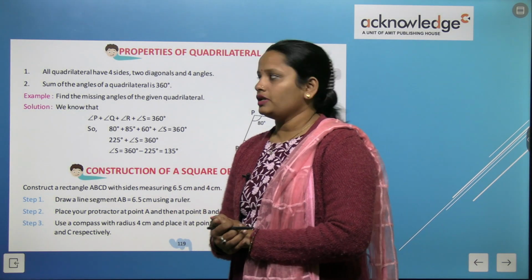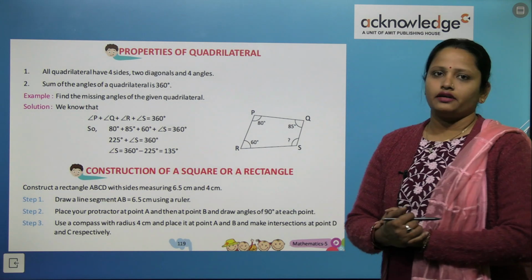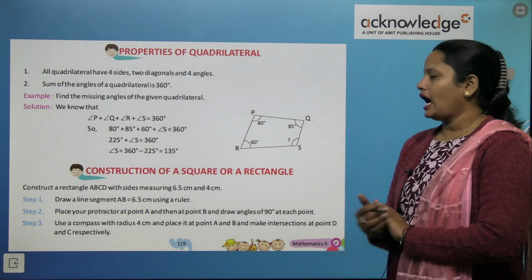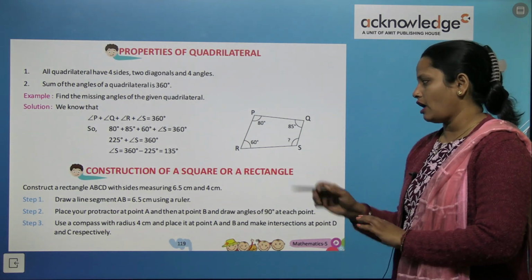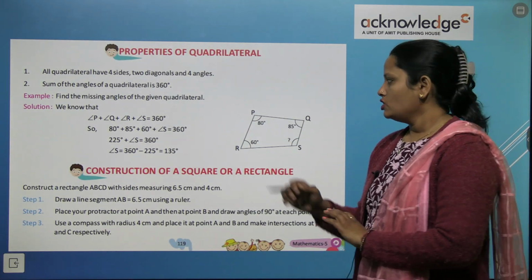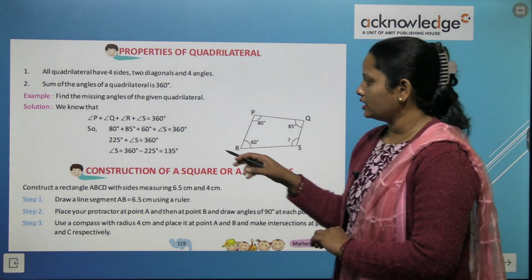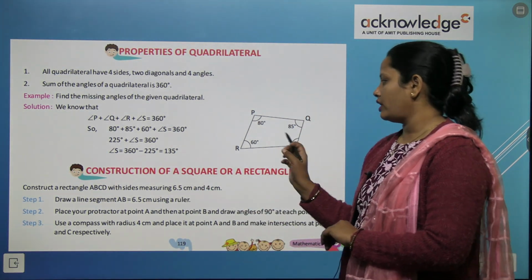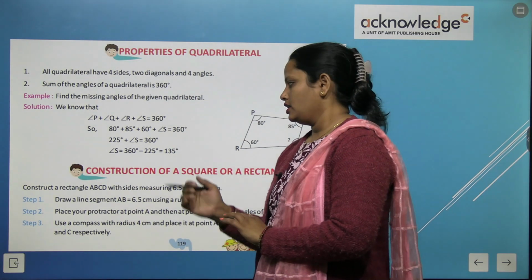Here an example is given. Find the missing angle of the given quadrilateral. So यहाँ पे एक quadrilateral है जिसमें angles दिए हैं. Angle P is 80 degree, angle Q is 85, angle R is 60 degree. You have to find angle S. So we have to add all these 3 and then subtract it from 360. So on subtracting we get 135. So this angle is of 135 degree.